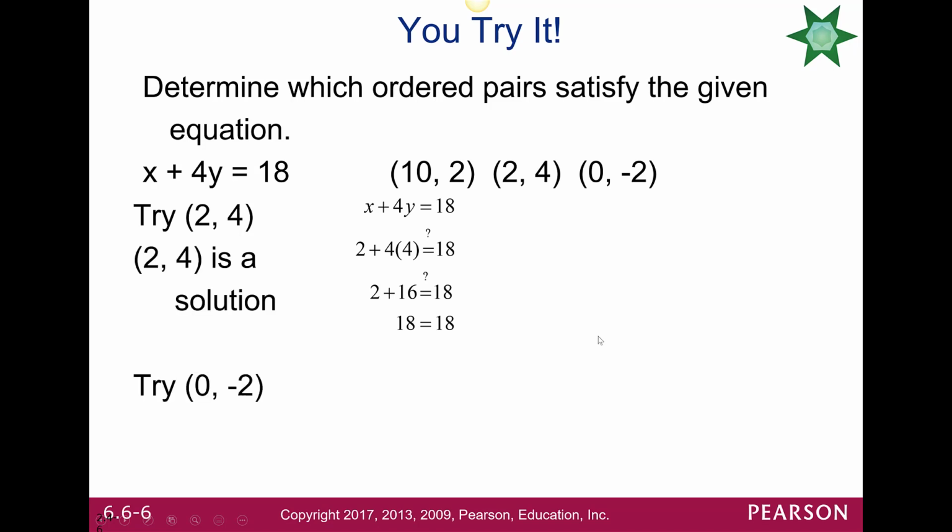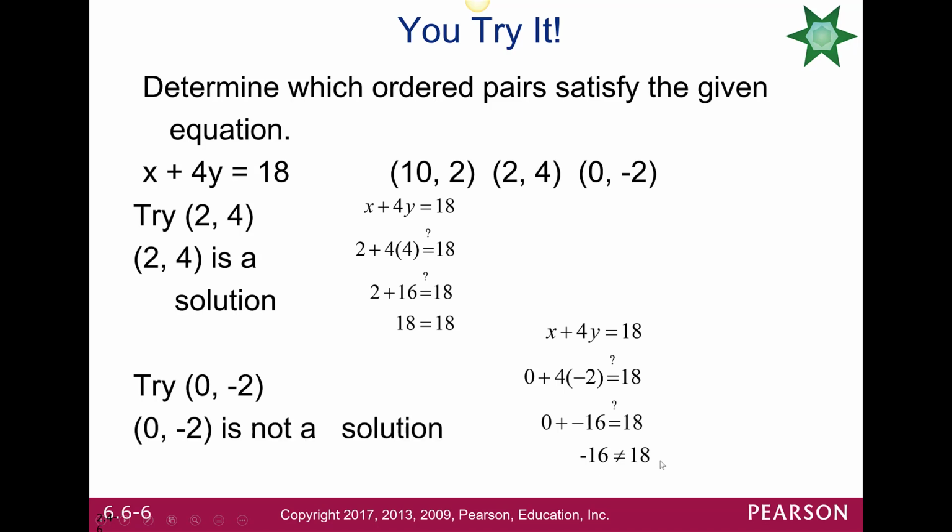And then finally, let's try the ordered pair 0, -2. And I've done that over here, and I notice the last thing I come down to is -16, which does not equal 18. So therefore that ordered pair is not a solution. It does not satisfy that equation. And so I have 2 correct answers here.